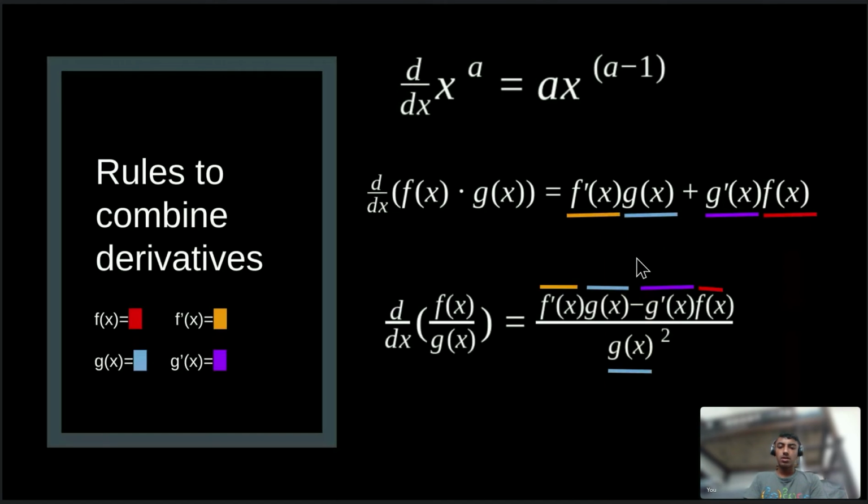Here's our final rule for the day. If you want to take the quotient of 2 functions, it equals this monstrosity. Here's how I like to put it. Take this function. If you can remember this, you can easily find this. Take this, turn this into a minus sign, and divide by the denominator squared. So that equals the derivative of f of x times g of x minus the derivative of g of x times f of x, all divided by g of x squared.